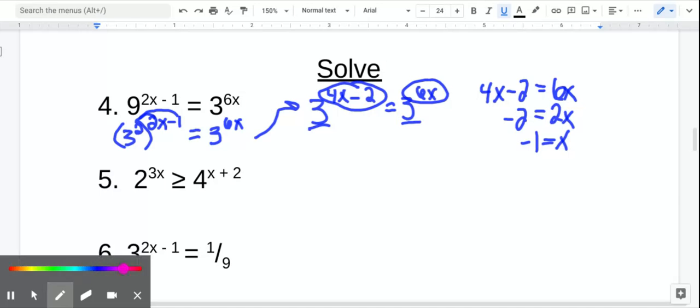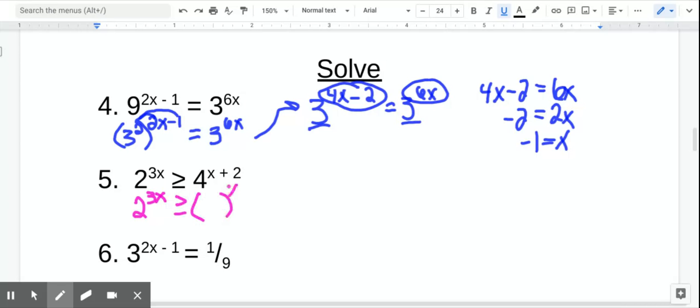We can do the same thing even if it's an inequality. Don't let the inequality scare you. We have 2 to the 3x is greater than or equal to 4 to the x plus 2. We want to manipulate this so that they have the same base. So again, usually we have to work with the bigger number, so we're just going to leave this alone. And hopefully you see that you can rewrite 4 as 2 squared.